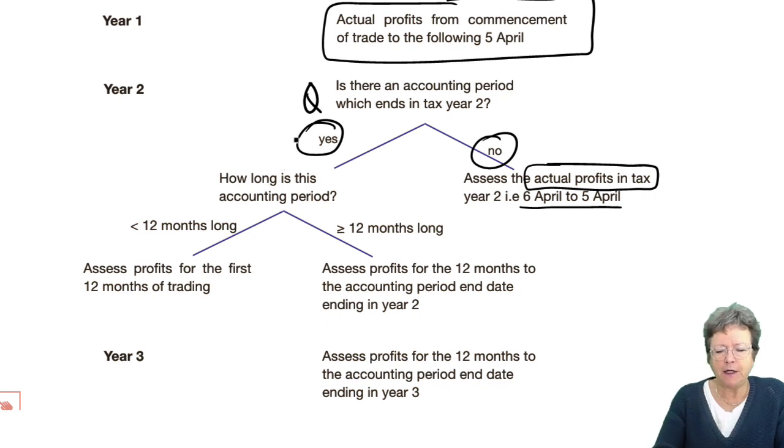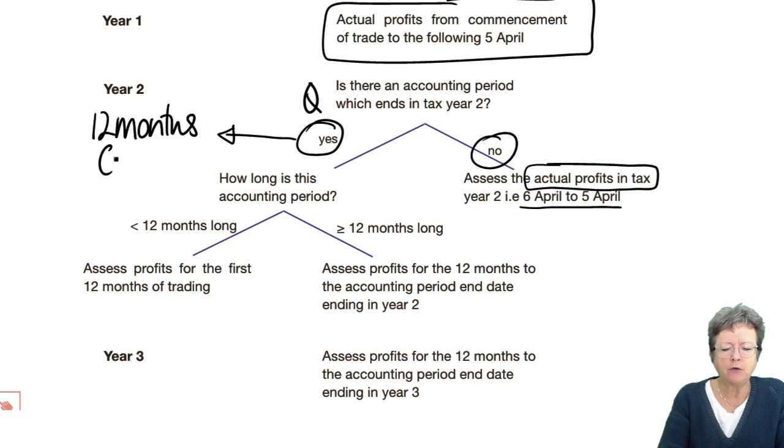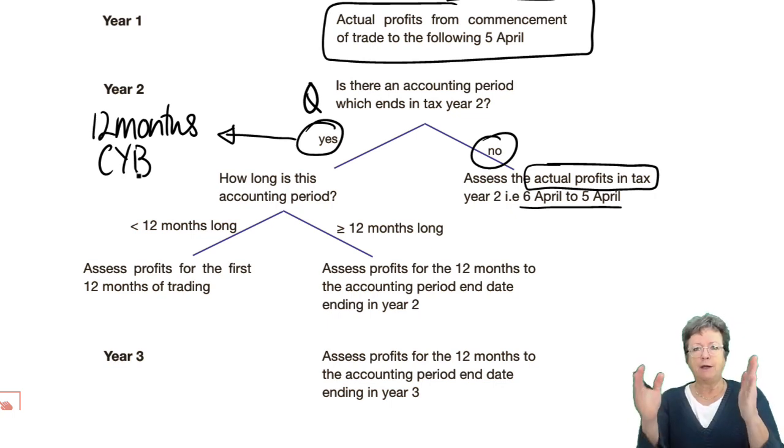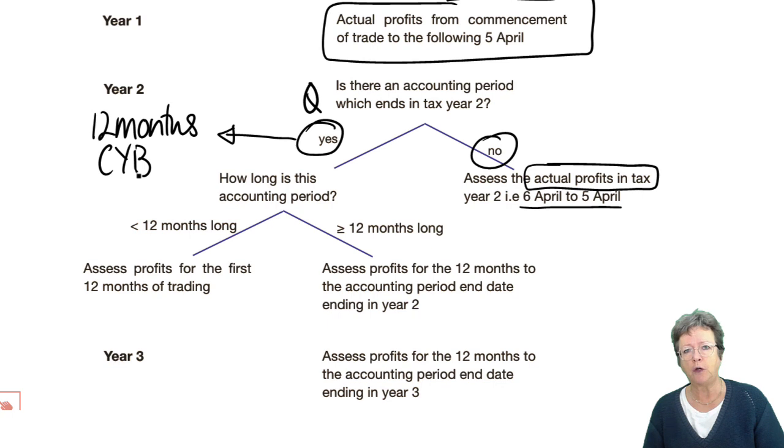Now, if the answer is yes and the accounts are 12 months long, then you're on a current year basis, which is what we're trying to achieve with these opening year rules. Current year basis is whatever falls in that tax year, and that's what we're trying to aim for. And obviously with opening years, that's not quite as easy as it sounds. So if the answer is yes and the accounts are 12 months long, then you're already on a current year basis. And we'll see that as we go through the examples.